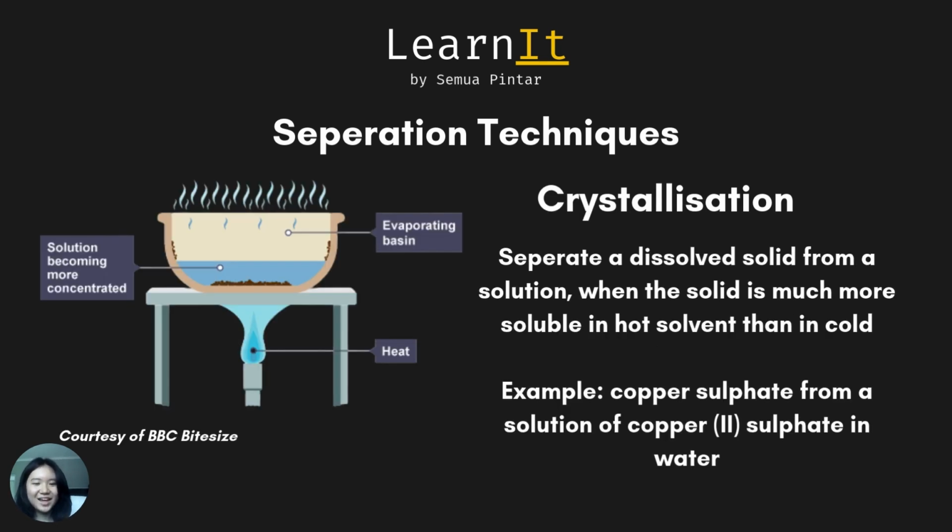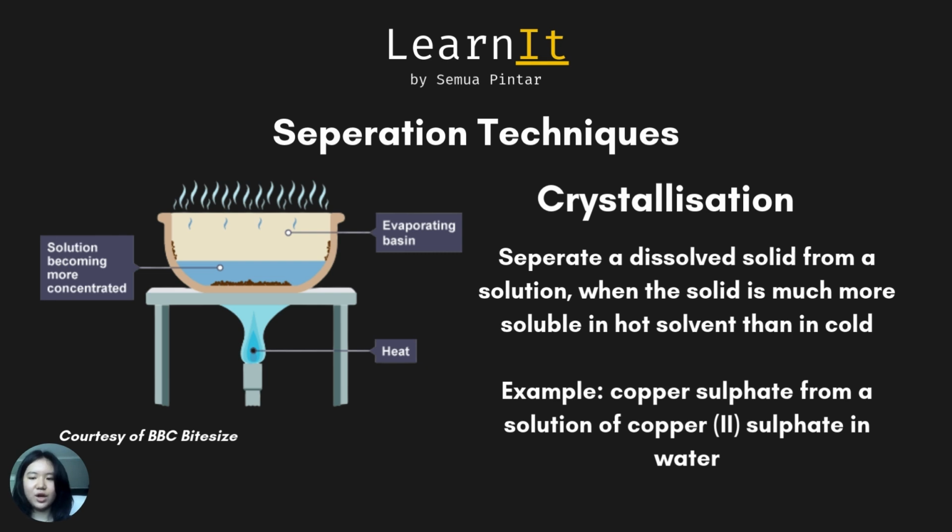Okay, next we have crystallization. What this means is it separates a dissolved solid from a solution when the solid is much more soluble in hot solvent than in cold. An example is copper sulfate from a solution of copper(II) sulfate in water. So the process here for crystallization is first, yes, there's heating. So the solution is heated, allowing the solvent to evaporate, leaving a saturated solution behind.